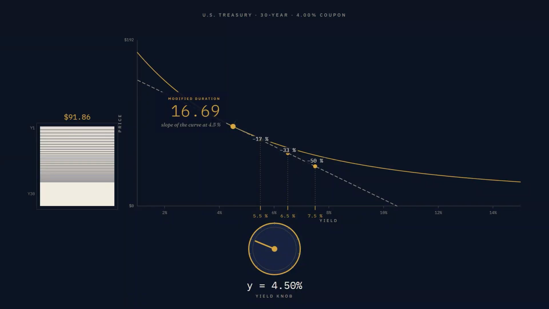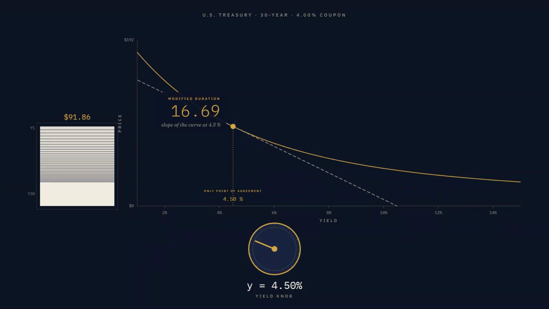But those are the line's predictions, not the curve's. And the line and the curve only agree at exactly one point, the spot where we drew the tangent, 4.5%. Everywhere else along the chart, the line is wrong. And look at how it's wrong, because this is where the asymmetry between rate up and rate down outcomes starts to make sense.